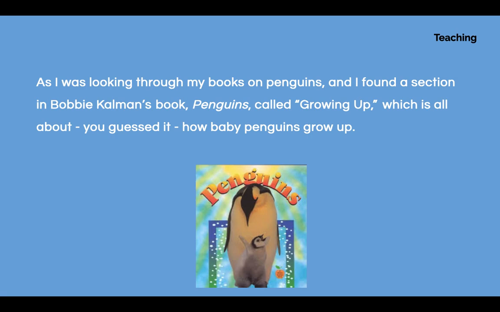Now, in today's lesson, I'm going to model how I would synthesize or combine information about the subtopic of growing up. I have a couple of books here with me that are not on EPIC, and I was looking through this one called Penguins by Bobby Kallman, and I've been using this one as my easy overview book. And this book, Penguins, has a section called Growing Up, which is all about baby penguins growing up.